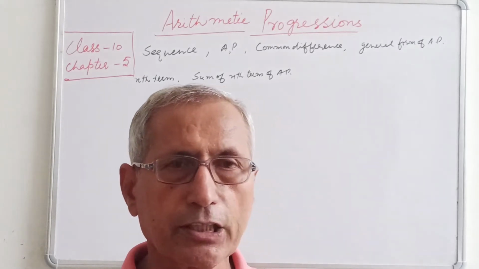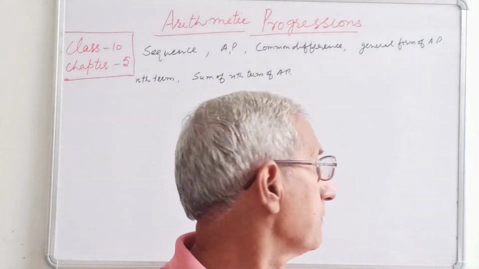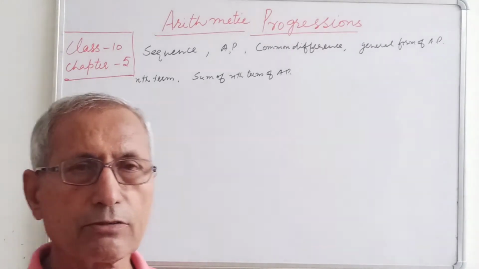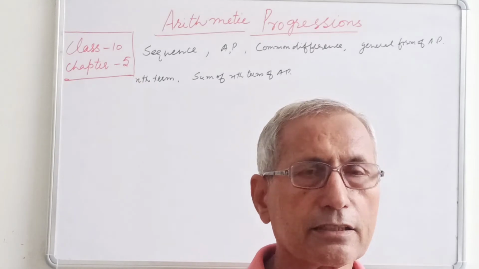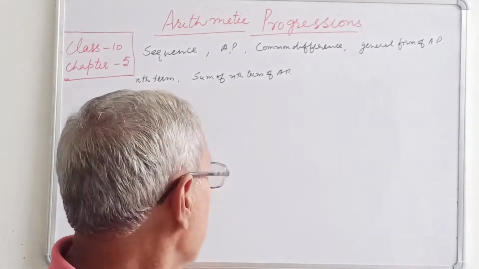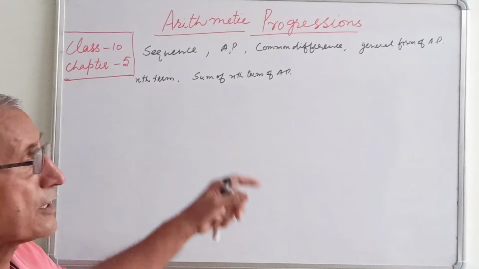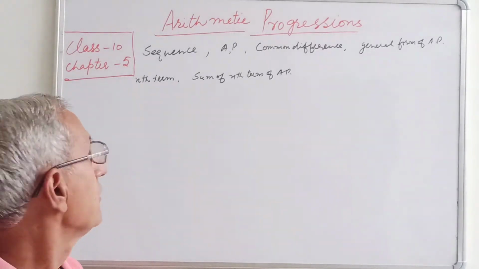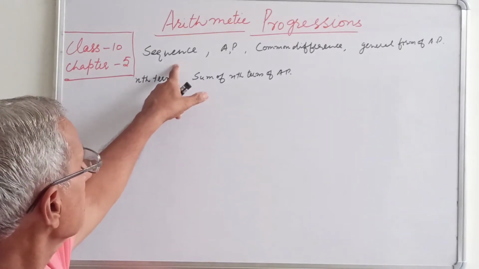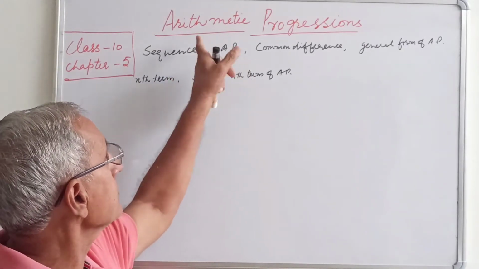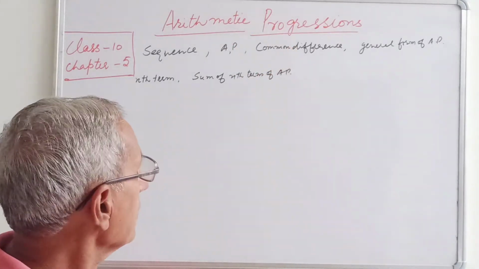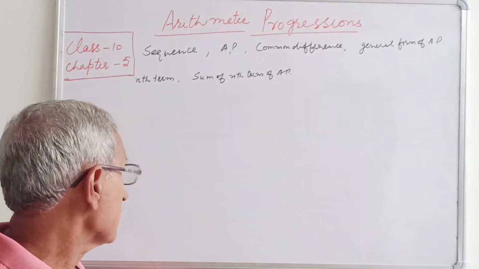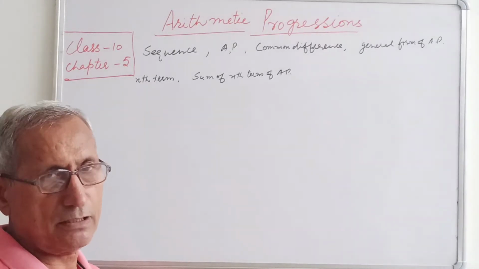So, I have a video for you today on a new topic, arithmetic progression. Before we proceed to the questions from the exercises, first of all, you need some introductions regarding the chapter. So, there are some terms: first is sequence, then AP meaning arithmetic progression, common difference, general form of AP, nth term, and sum of the first n terms of an AP.